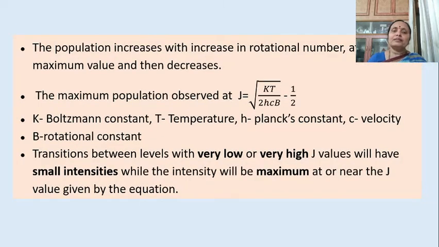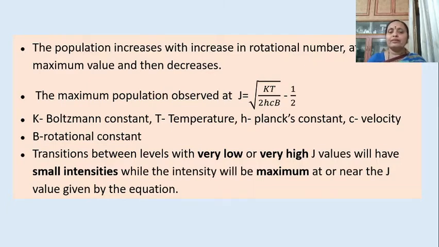The population increases with increase in rotational number, attains a maximum value and then decreases. The maximum population is observed at J, that is the rotational number, equal to the square root of kT by 2hcB, minus 1 by 2, where k is the Boltzmann constant, T is the temperature, h is the Planck's constant, c is the velocity of light and B is the rotational constant.